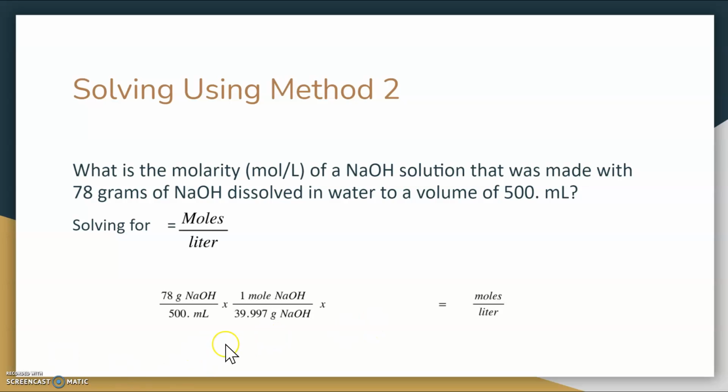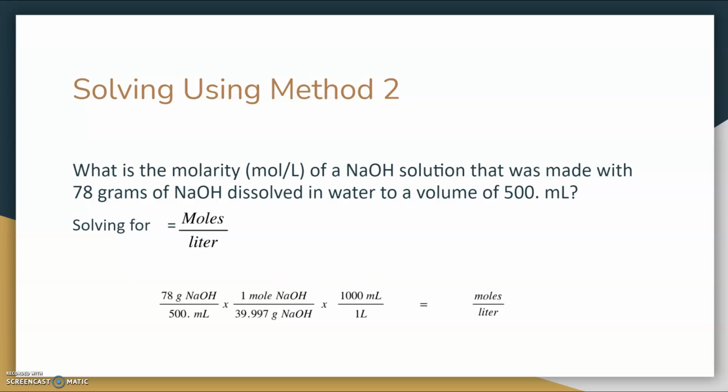So how do I change grams to moles? Well, like we did last time, I looked on the periodic table and I found that there are 39.997 grams of sodium hydroxide per 1 mole. The mole goes on the top, the grams cancel, and I'm left with moles of sodium hydroxide per 500 milliliters. But I don't want milliliters, so I have to keep going. I now have to cancel out the milliliters and get to liters.